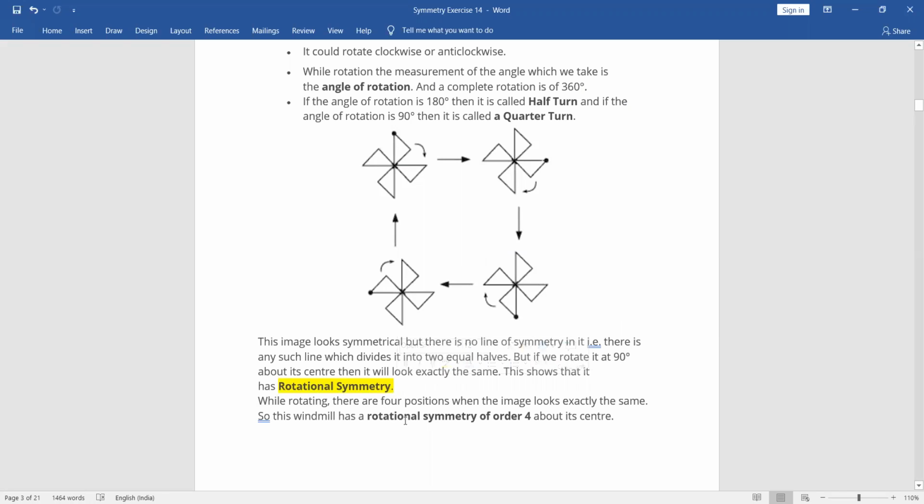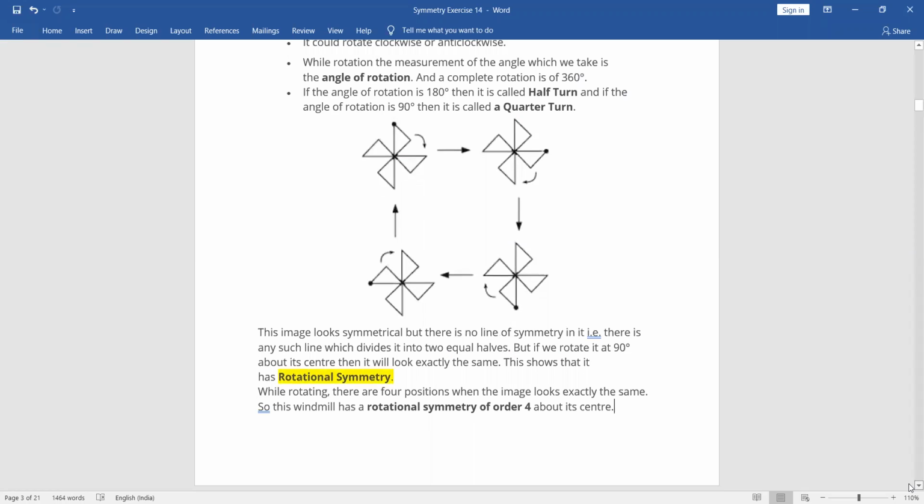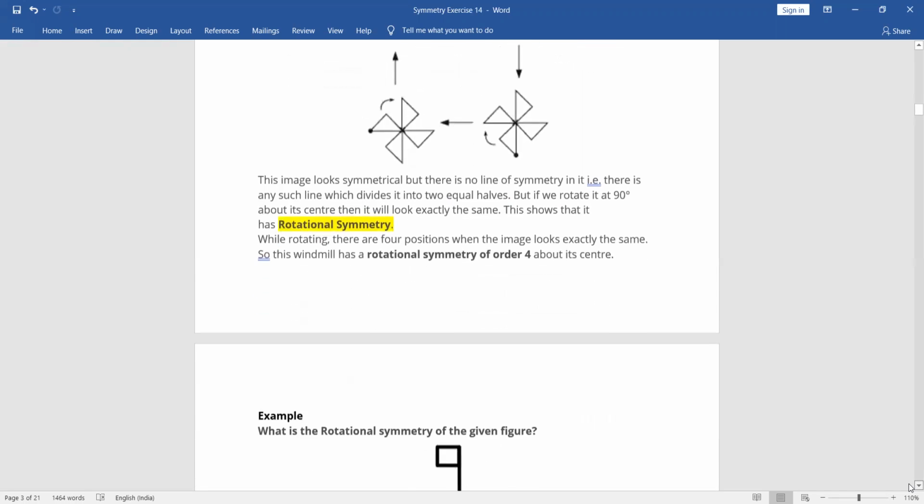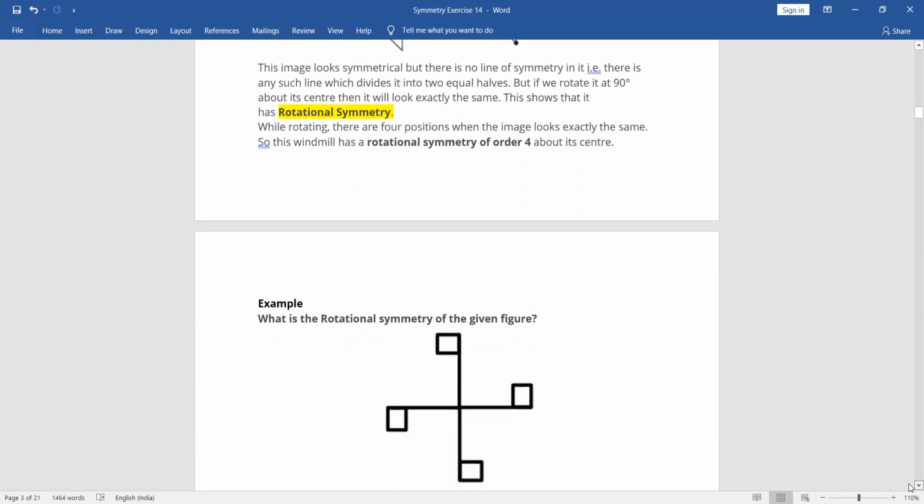Now when we talk about rotational symmetry, we also have the order of symmetry. Just see the figure. Once we rotate, twice, thrice, and 4 times, the figure is exactly the same. So when we rotate the given figure about its center, the order of rotation is 4.